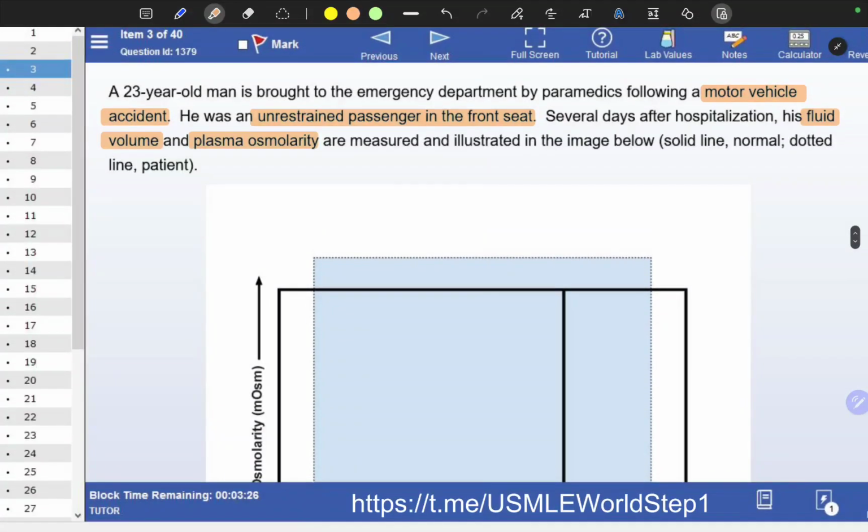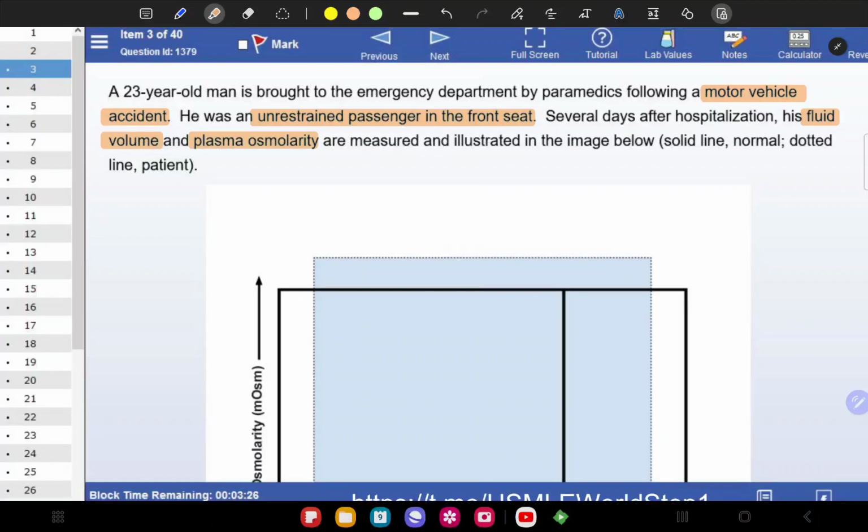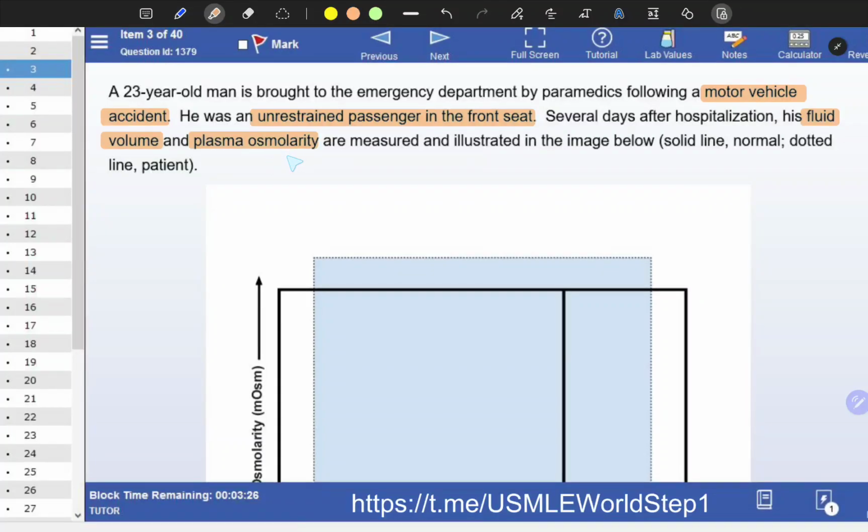3. A 23-year-old man is brought to the emergency department by paramedics following a motor vehicle accident. He was an unrestrained passenger in the front seat. Several days after hospitalization, his fluid volume and plasma osmolarity are measured and illustrated in the image below: solid line, normal; dotted line, patient.